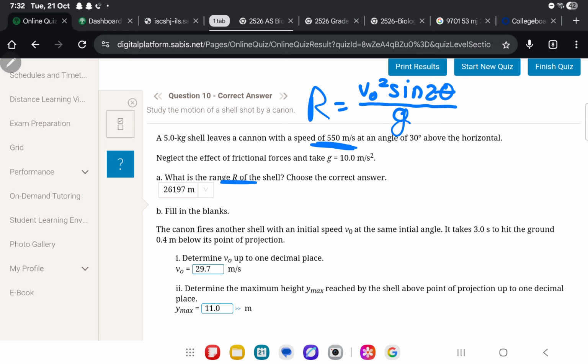Sine of 2 times the angle, which is 30 degrees, so 2 times 30, over g. G is 10. You get 26,197 meters. That is the correct answer.